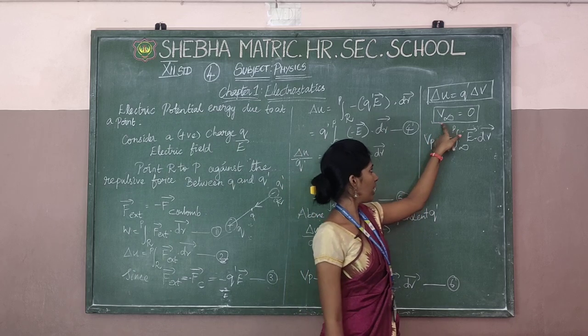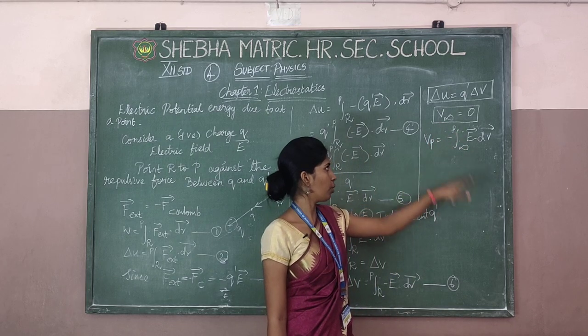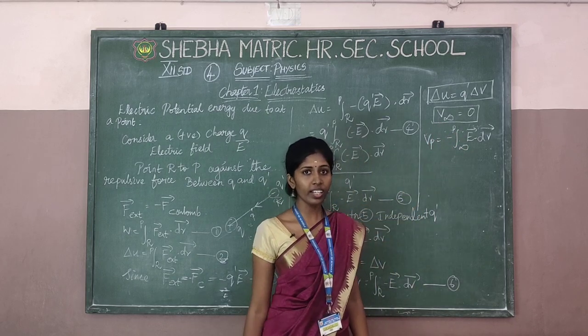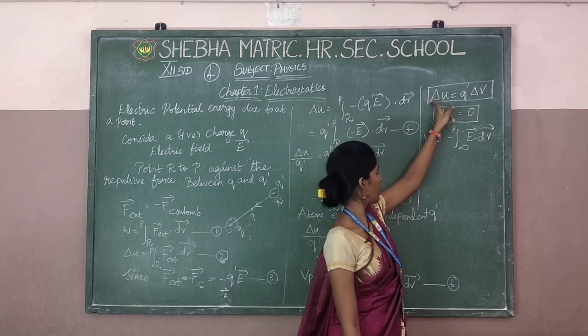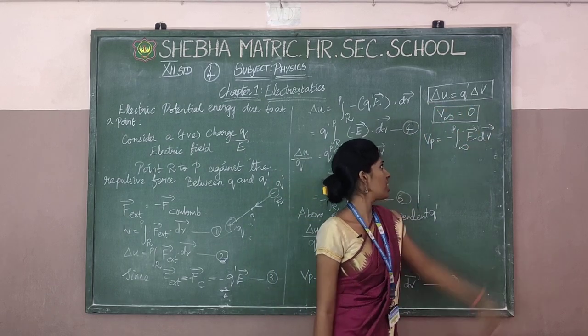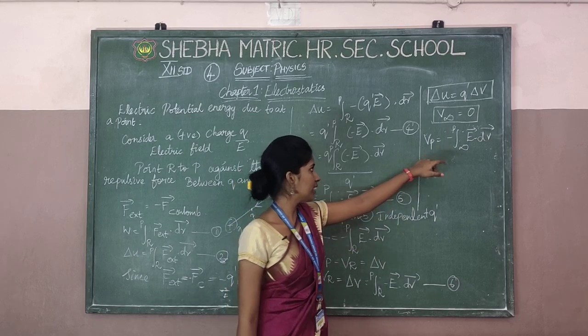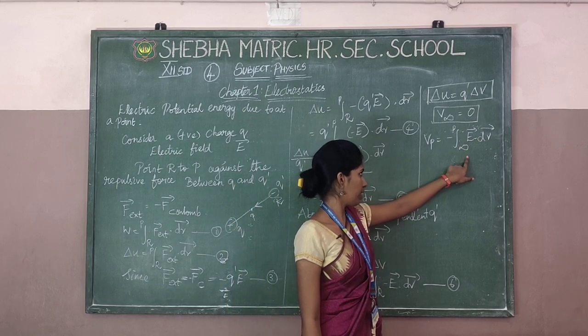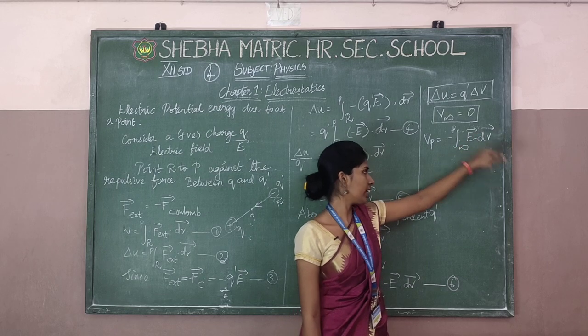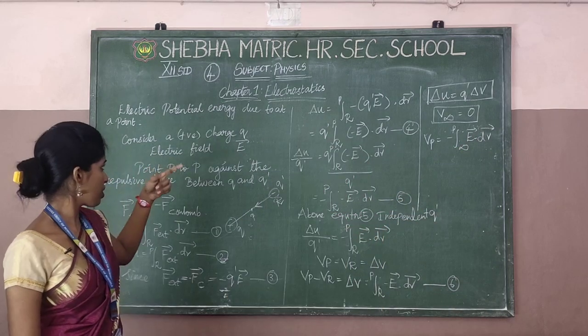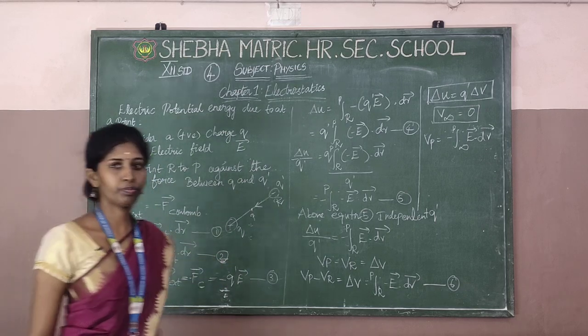V infinity is equal to 0. The value of V infinity is 0. So what is the value of del U? Q dash del V. So now Vp is equal to minus the integral from P to infinity of E vector dot dr vector. This is the electric potential energy due to a point charge.